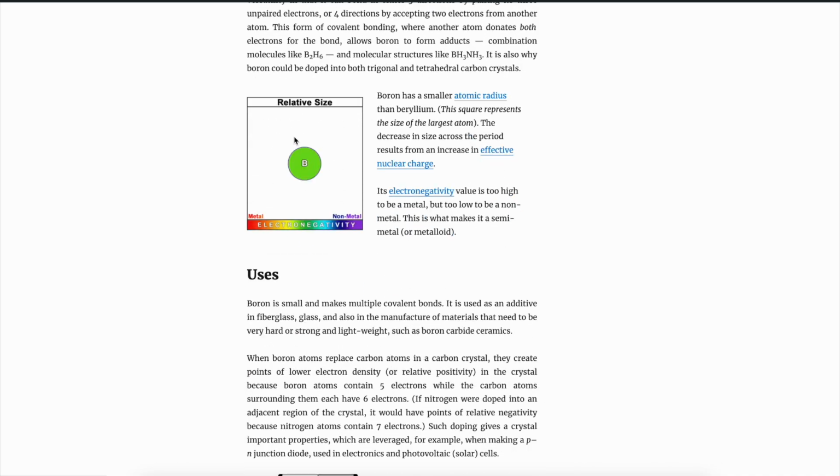Here is the size of boron relative to the rest of the periodic table, and also notice its electronegativity is right in the middle.